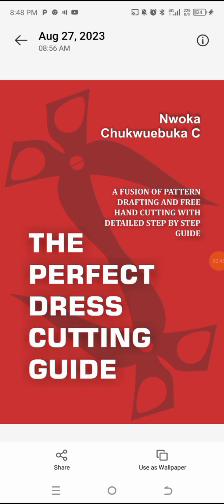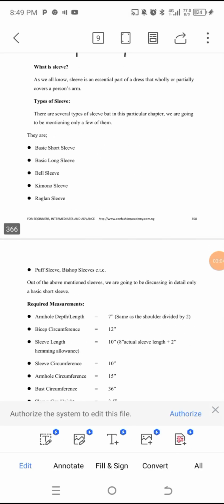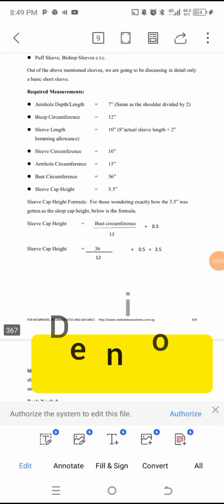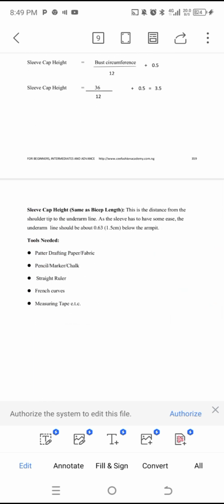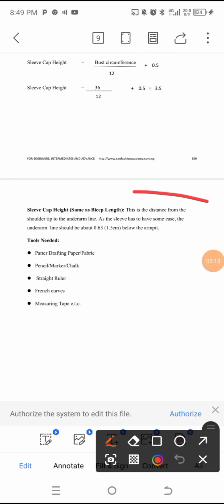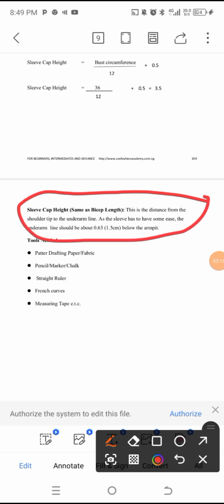So let's talk about the sleeve cap height. First of all, we're going to be looking at the definition of sleeve cap height. Look at it here. Let's simply define it. After this definition, I'm also going to physically show us what a sleeve cap height is. Now look at it. This is the distance from the shoulder tip to the underarm line. Simple. So let me physically show us what a sleeve cap height is.